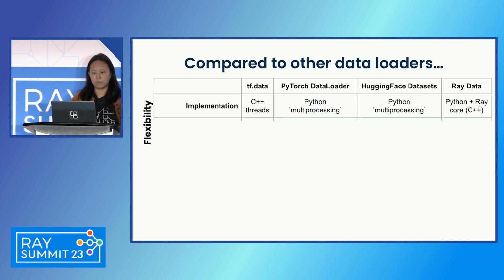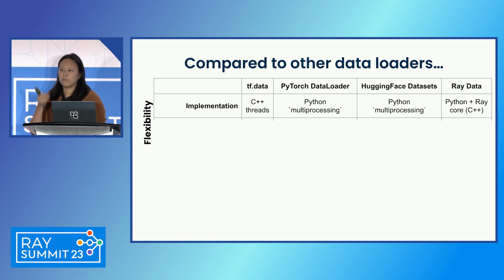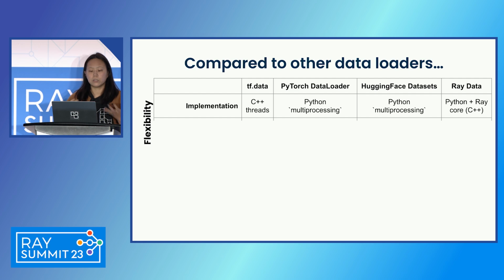Now, before we talk more about the design of array data, I also want to give a little bit about some of the features that array data has compared to other popular data loaders. One of the main differences that sticks out in the implementation is that array data is built on array core. And that gives us a bunch of these generic distributed execution features basically for free. So we'll take a look at some of those later when we do a deep dive in the design.